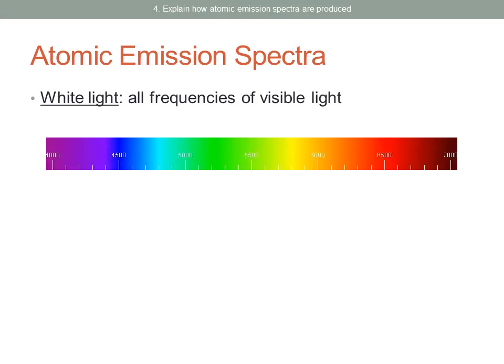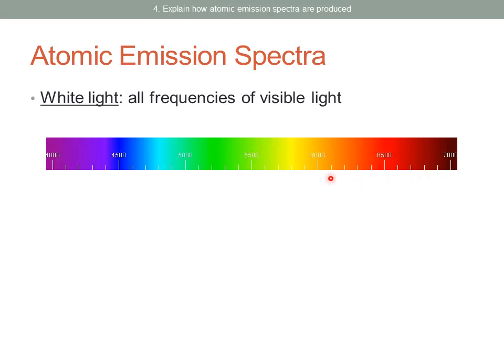You've seen this. In class we went outside, we looked at the spectrum given from the sun, and it should have looked very similar to this. Notice we have all colors of visible light ranging from the longest wavelengths, the red end, to the shortest wavelengths, the violet end.